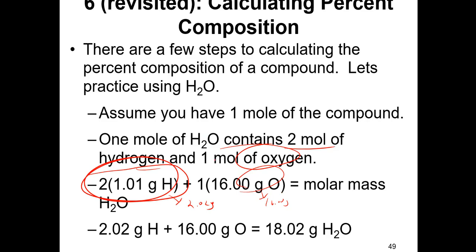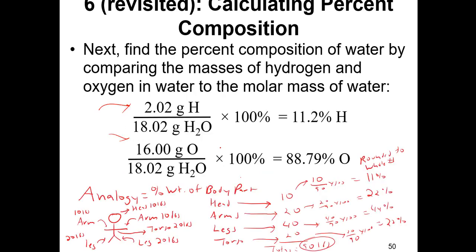Now we simply take the subscripts to figure out the number of moles for each. So there's a 2 there, so it's 2 moles of hydrogen. There's an implied 1 there, so it's 1 mole of oxygen. Let's see another example.